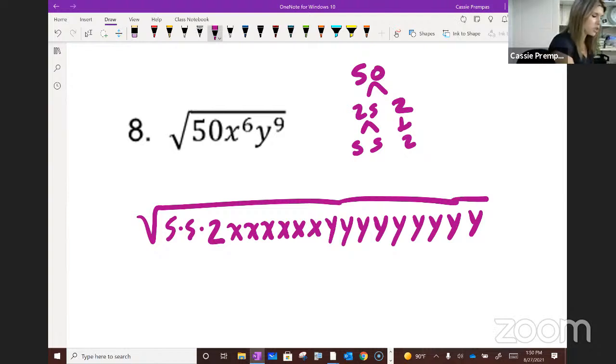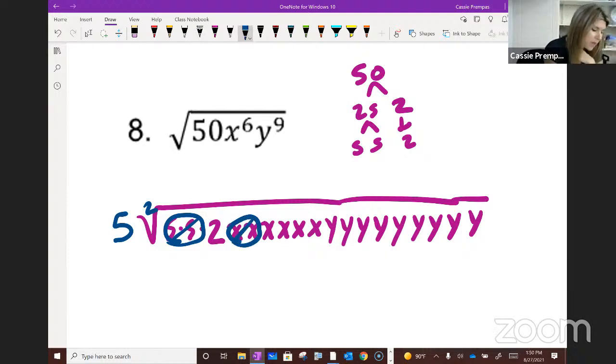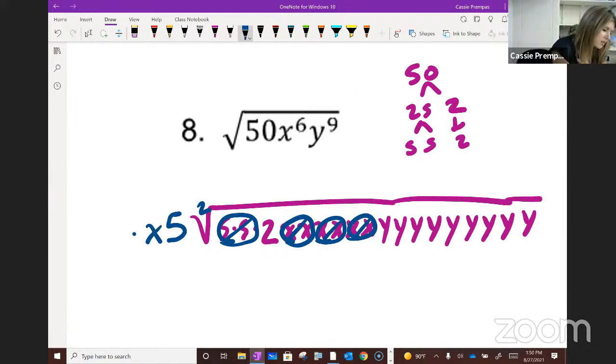Okay, out of the numbers, what should I take outside of the radical? 5. Good. Because it's an index of 2, so I need 2 of the same factors. 5 times 5 is 25. That's a perfect square. So I'm going to take it outside. Now, if I'm looking at the x's, I need 2 x's. I need a pair. And how many pairs of 6 x's are there? 3. 1, 2, 3. So I could take out an x, and an x. What could I simplify that to? X times x times x is just x cubed.